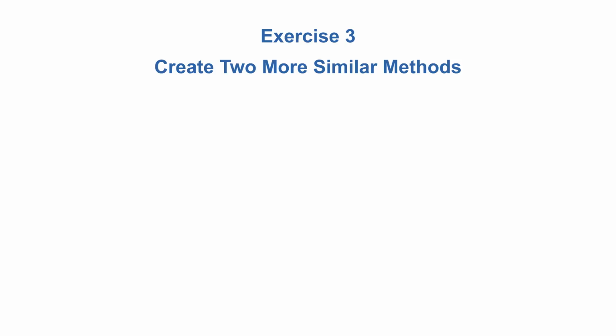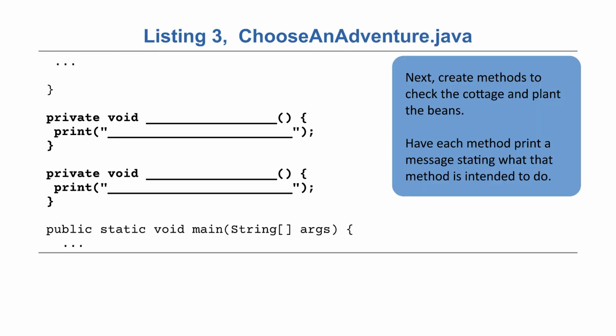We now have code in the method, but the method is never called, so there is still no need to run the code. Now that you've seen how to create this method, we'll create similar methods for the other 2 cases. Exercise 3. Create 2 more similar methods. Next, create methods to check the cottage and plant the beans. Have each method print a message stating what that method is intended to do.